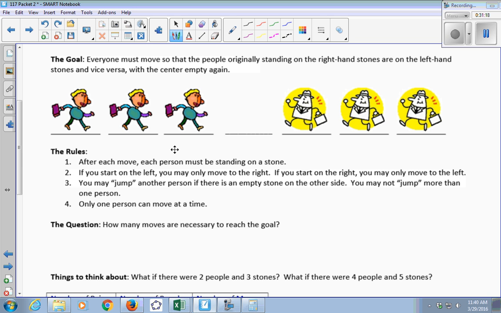So here's a really common way to approach a difficult math problem: make it smaller, right? So let's think about what would happen if we only had 3 stepping stones and 2 people.